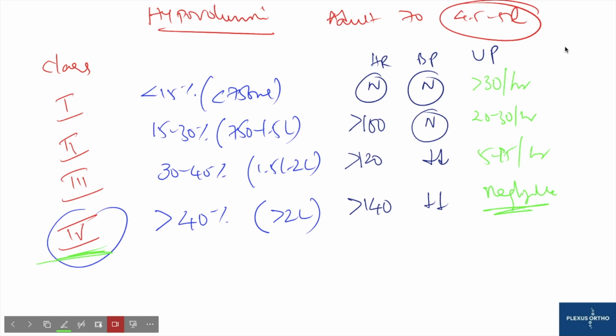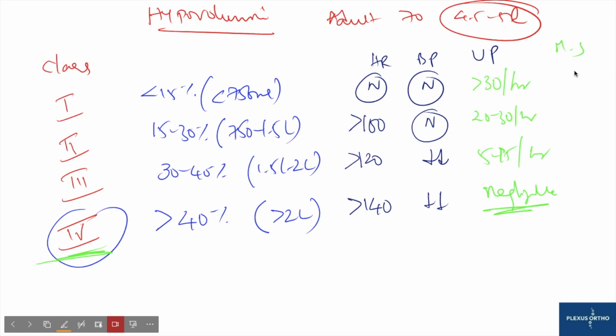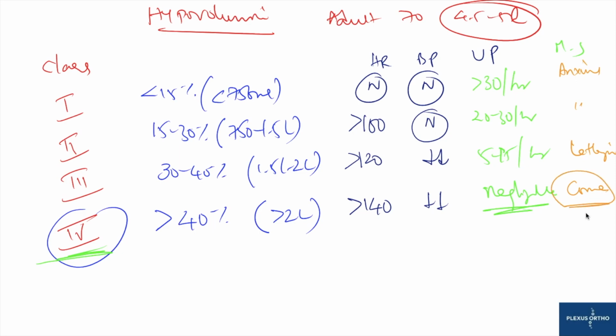And all of us know how is the mental state of the patient. The mental state of the patient in compensated stages, that is in class 1 and 2, the patient is reasonably all right. Little anxious maybe, but otherwise reasonably all right. In class 3, the patient is very lethargic and irritable. And in class 4, the patient may be in coma or completely unconscious, right? So let us recap. This table is very important for you to be able to reproduce in the exam.